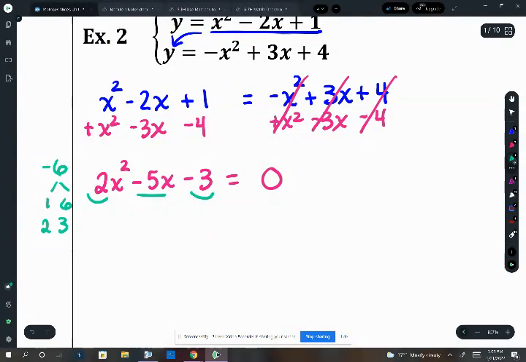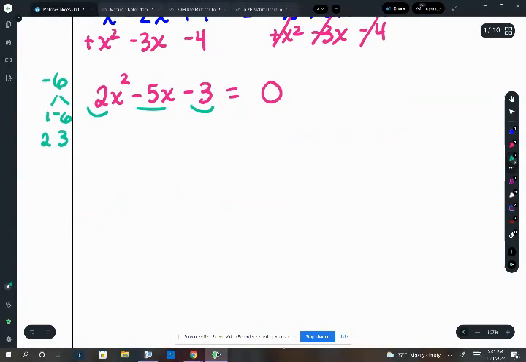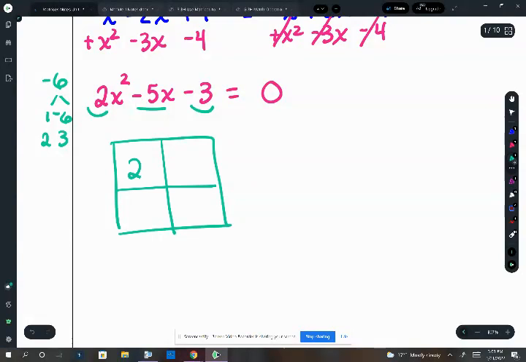So in this case, to get -5, I want this 6 to be a negative, so that I multiply them together to get a -6, and I add them together to give me -5. And so then, because my value in front is not 1, I have to do box. And so I'm going to get 2x squared. Remember, first term, first box, last term, last box.